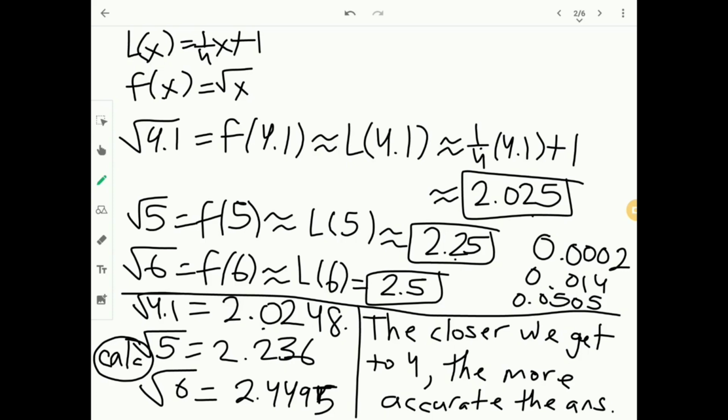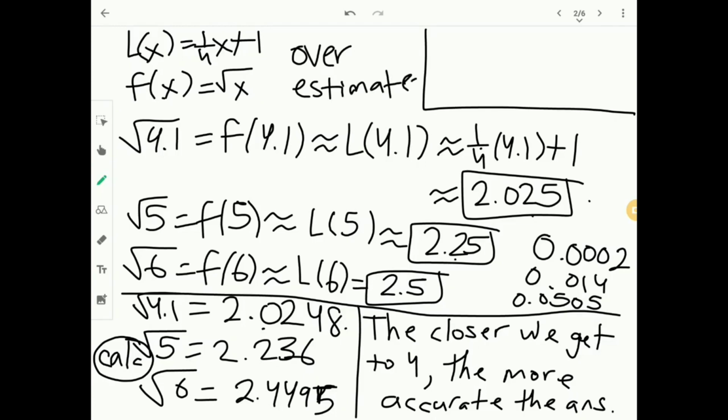So that shows that the closer we are to 4, which is the main point where we're taking the tangent, the more accurate our answers get. One more thing you can look at is, are your estimates underestimates or overestimates? Are you getting more than the real answer or less? In this case, our answers are overestimates. And one way to show this graphically is, I will be showing it to you right now.